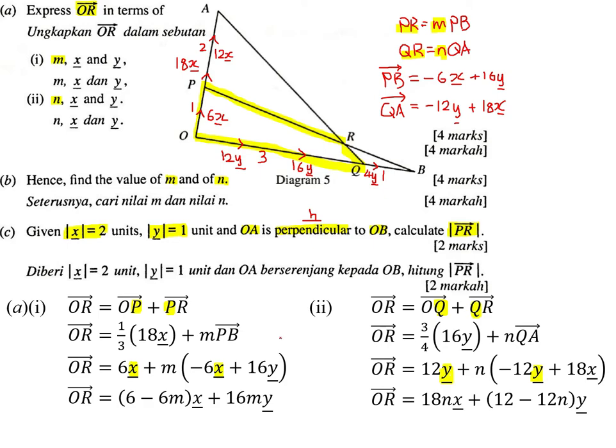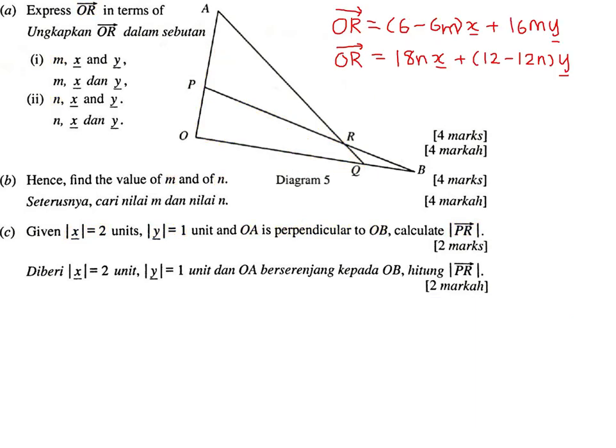So 1 mark will be given once you substitute the vector inside. Second mark after you factorize the vector x. Third mark will be given once you substitute the vector inside also. Then fourth mark will be the answer for the second expression.